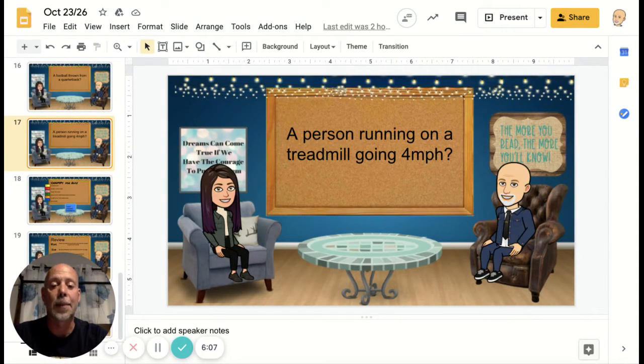How about a person running on a treadmill going 4 miles an hour? Is this an example of acceleration? True or false? If you said false, you're correct because it's got a constant speed and there's no change in direction.